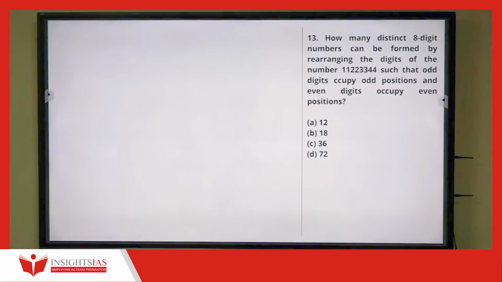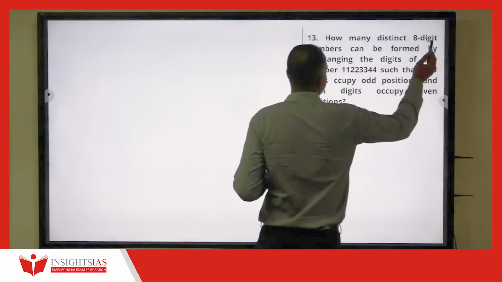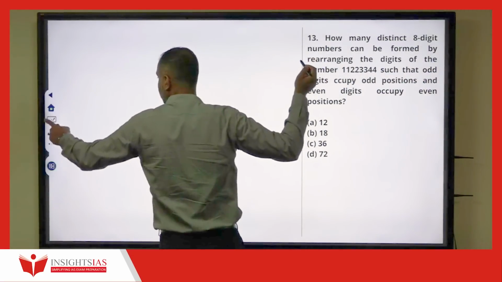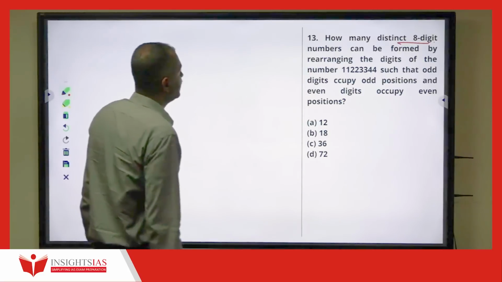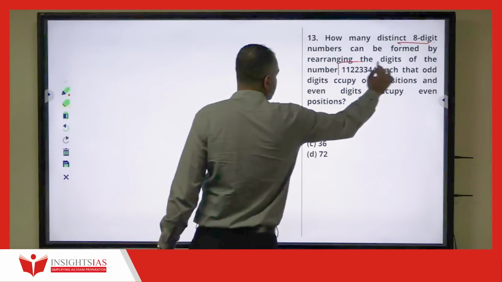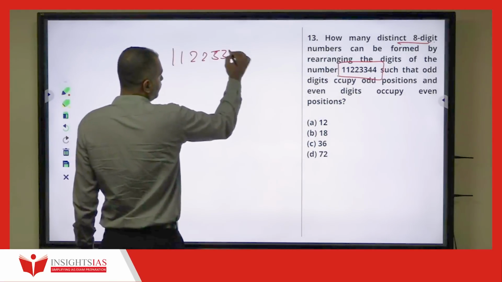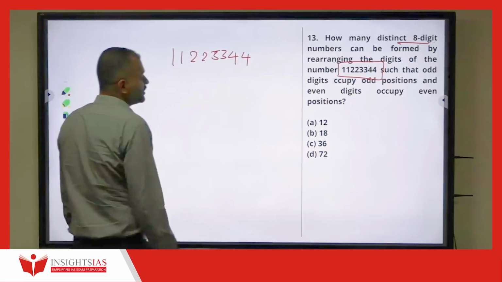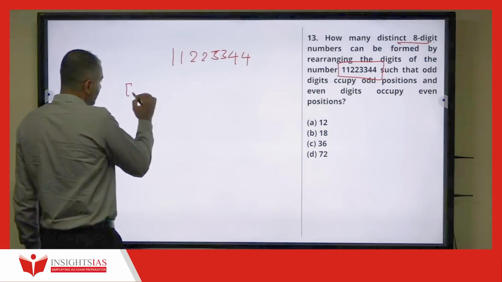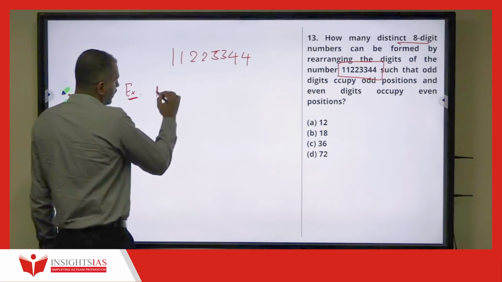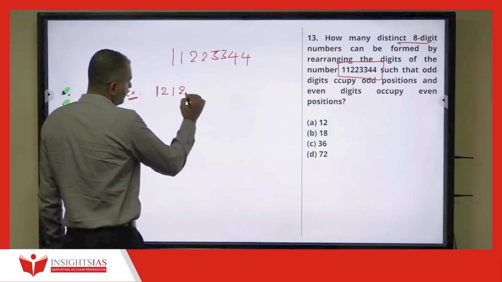Next question. How many distinct 8-digit numbers, different, without repetition, that's what it means. Distinct 8-digit numbers can be found by rearranging the digits of the number 1, 1, 2, 2, 3, 3, 4, 4, such that odd digits occupy odd positions and even digits occupy even positions. For example, odd digit 1, afterwards even, again odd, even, odd.